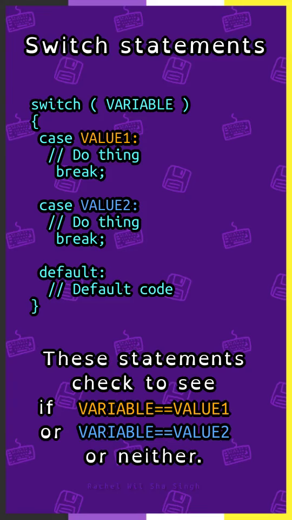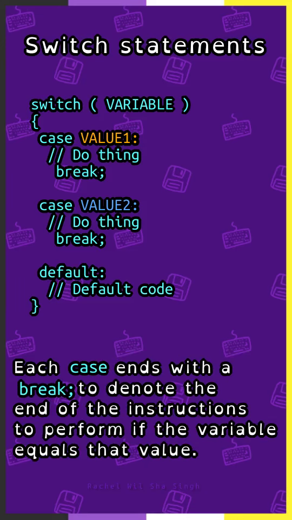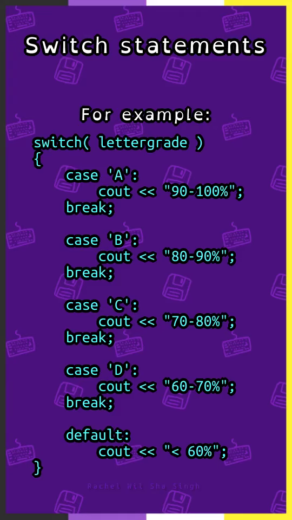triggered. A switch statement will check to see if our variable is equal to value 1 or value 2, etc., or neither. Each case ends with a break to denote the end of the instructions to perform if the variable equals that value. For example, switch parentheses letter grade, open curly brace, case A, then cout 90 to 100%, break, case B, cout 80 to 90%, break, and so on and so forth, with default having cout less than 60%.